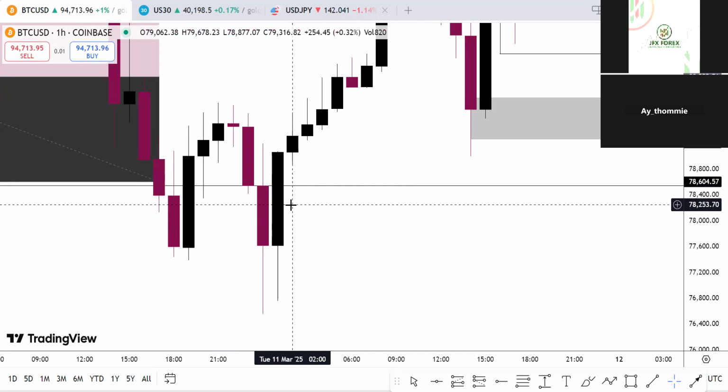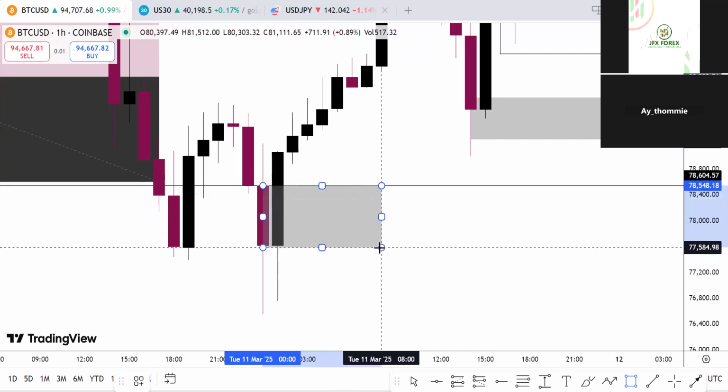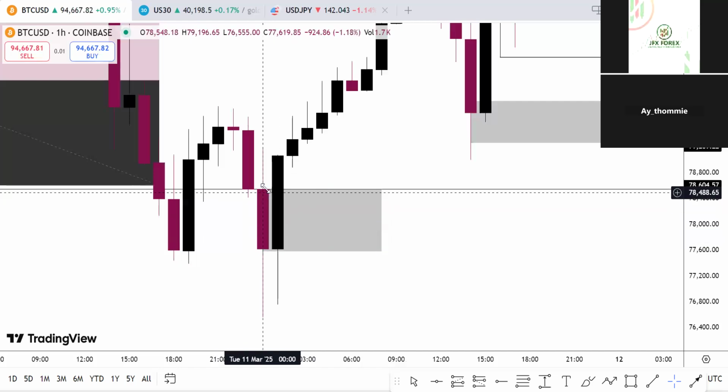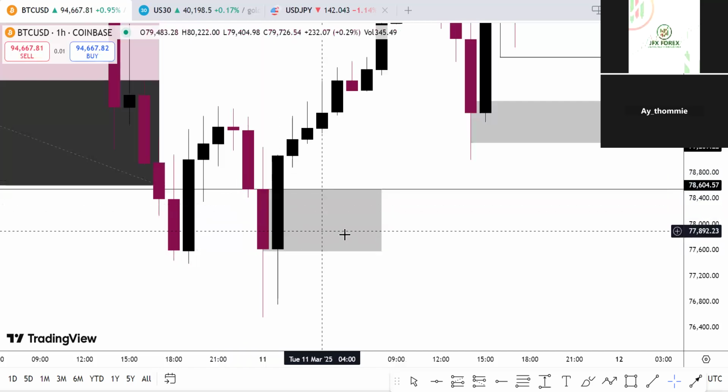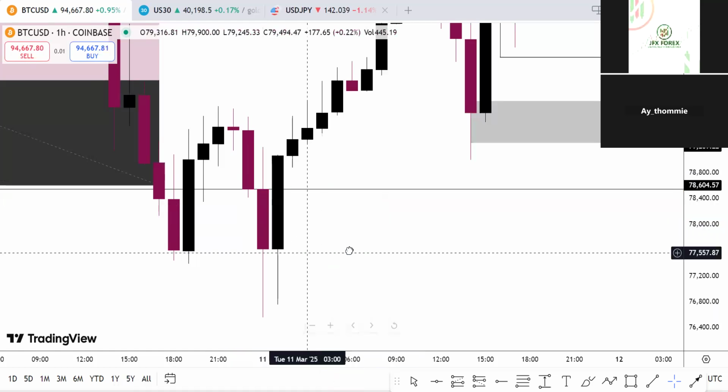I'm marking the candle body. You are going to mark just the body candlestick because the wicks are longer than the body candlestick. You're just going to pick the body candle and leave the wick alone. That's sharp. Yeah, that's sharp.